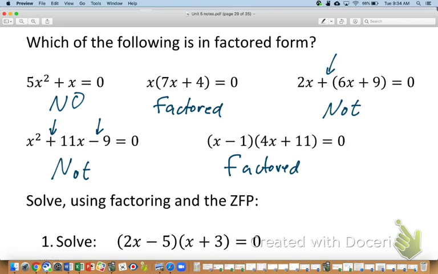Okay, so it's going to be really key that we are able to identify when something has been factored or when something hasn't been factored. That's going to tell us the times when we need to do the factoring ourselves, or maybe the times when it's already been done for us. Any questions? All right, so then let's take a look at number 1.